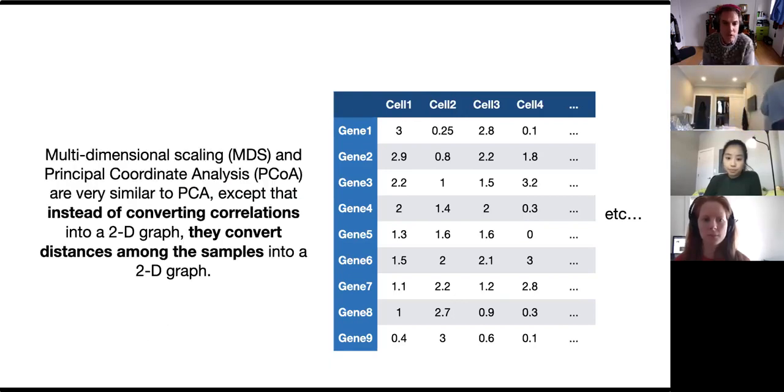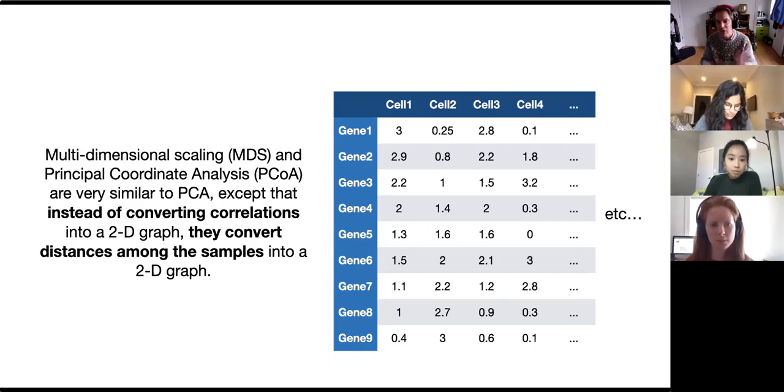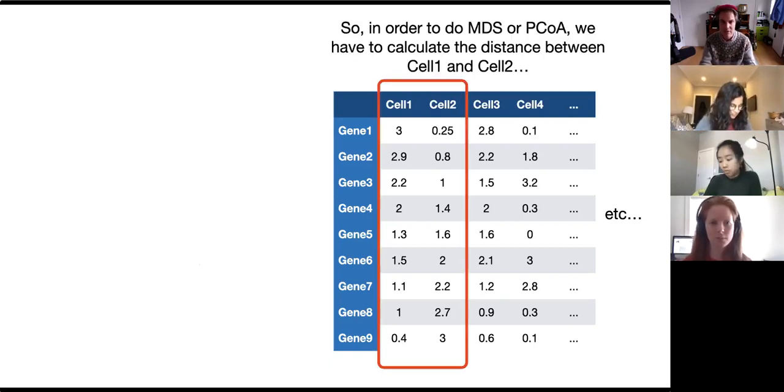Okay. So multidimensional scaling, MDS, and principal coordinate analysis, PCoA, are very similar to PCA, except that instead of converting correlations into a 2D graph, they convert distances among samples into a 2D graph. And I'll show you what I mean by distances among samples in just a second.